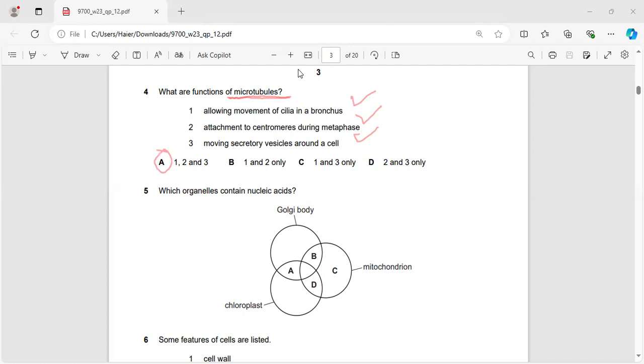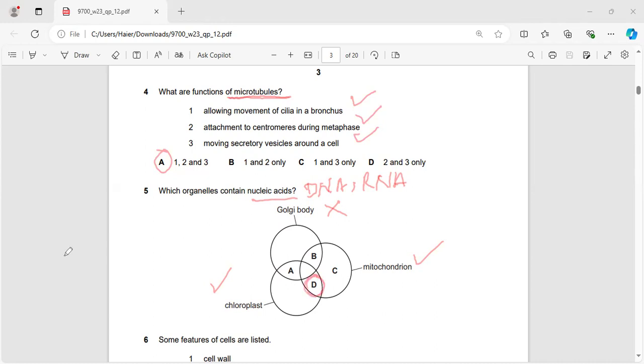Question number 5: which organelles contain nucleic acids? Nucleic acids mean DNA and RNA. So in this case, the Golgi body doesn't contain them, but mitochondria and chloroplasts both contain DNA and RNA. So D is the correct option in this case.